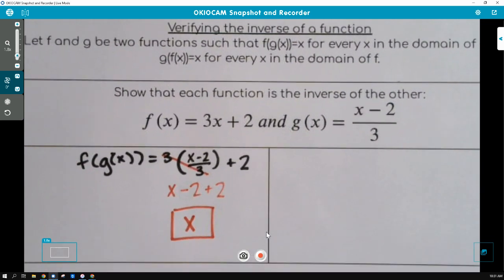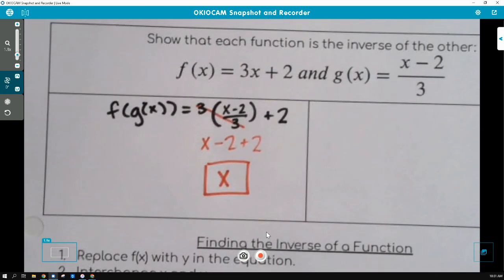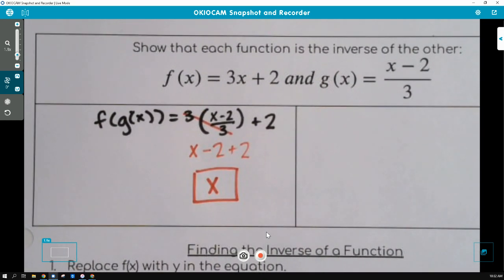Oh, wait, do you not distribute it to all of them? So distribute the 3? Yeah. If I were to distribute that 3 to the x and the 3 to the negative 2, then I could just divide by 3, and I'd get the same thing. The 3's would just cancel out later. Okay.